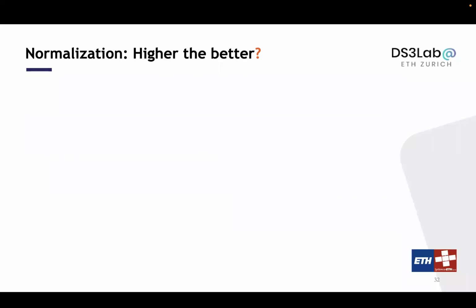And here we talk about normalization, right? So one thing that we need to be really careful about is whether normalization is the higher the better, right? Is BCNF always better than third normal form? Is fourth normal form always better than third normal form? Something like that. No, right? So there's always a trade-off, like many things in computer systems.